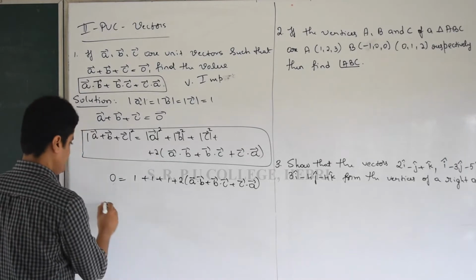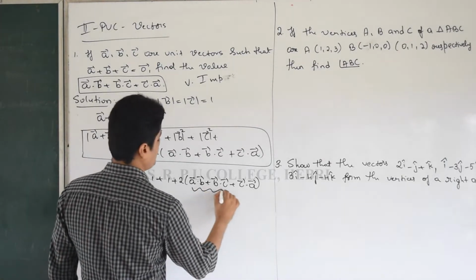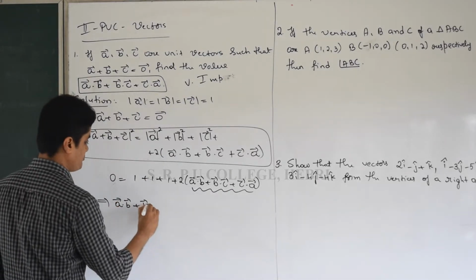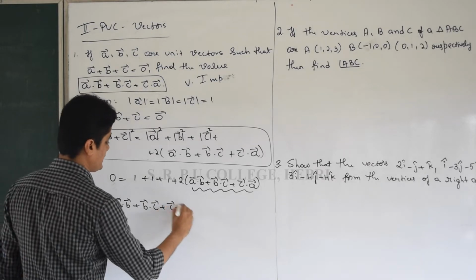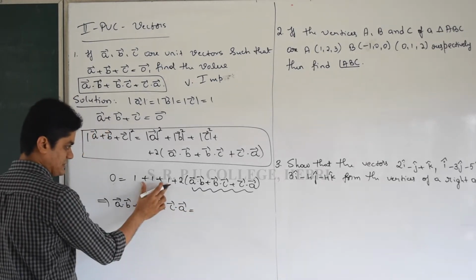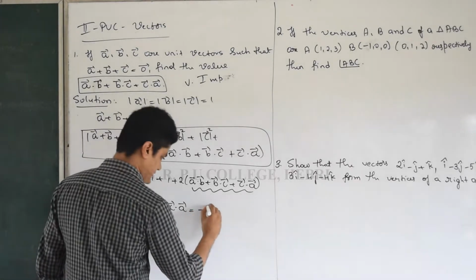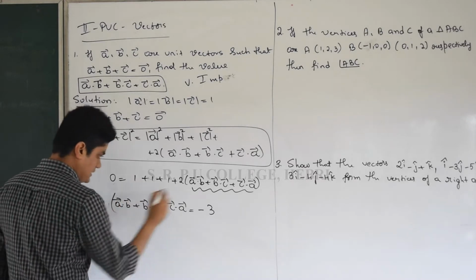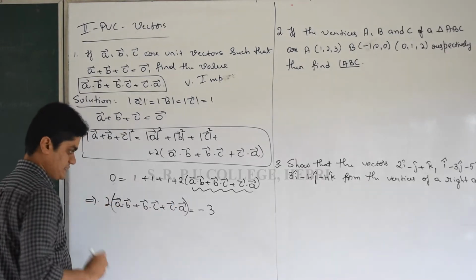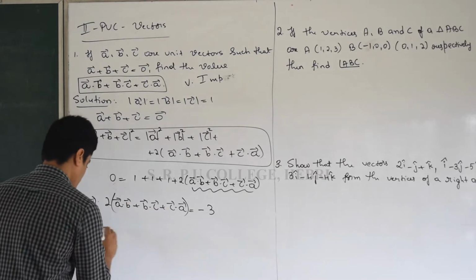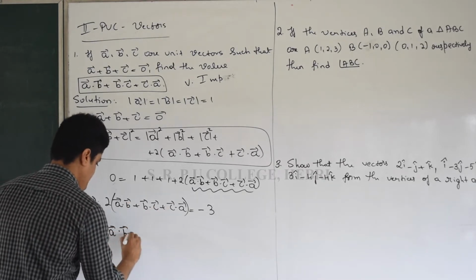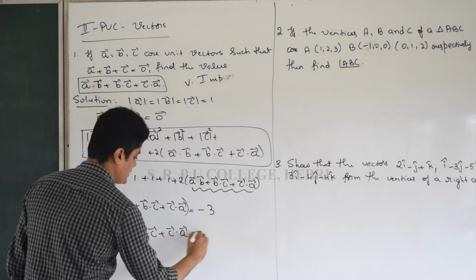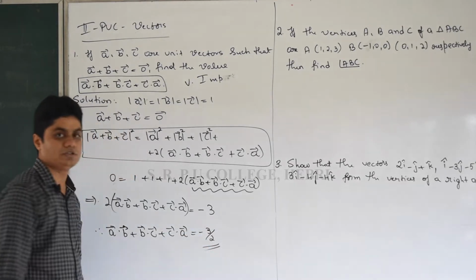Now this implies, we required this expression. This implies vector A dot B plus vector B dot C plus vector C dot A, the sum is 3, and if you take it to the right-hand side it will be minus 3, or on the left-hand side minus 3. So the whole thing is multiplied. Let me write that final step in the next step. So 2 times the expression is equal to minus 3. Therefore, vector A dot vector B plus vector B dot vector C plus vector C dot vector A is equal to minus 3 by 2.